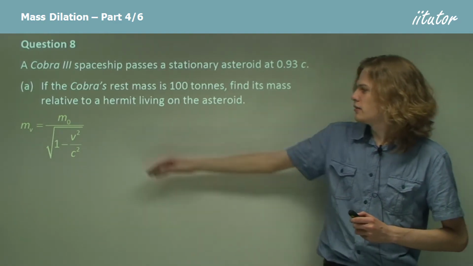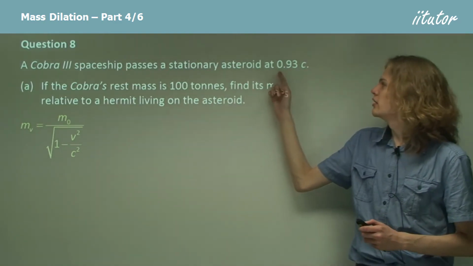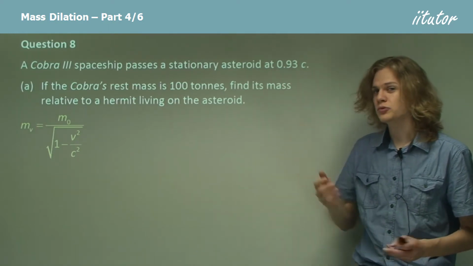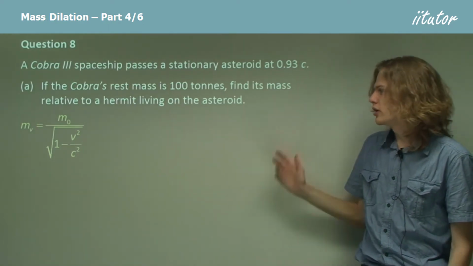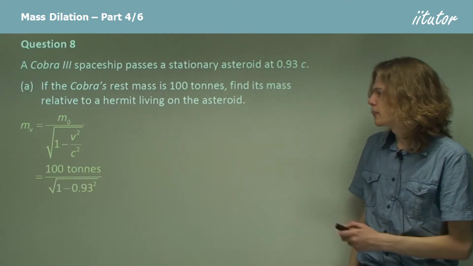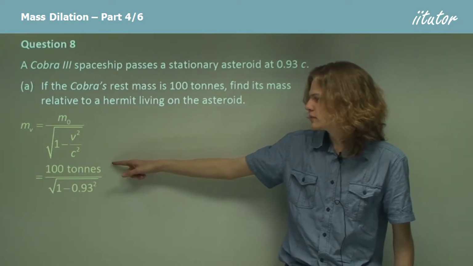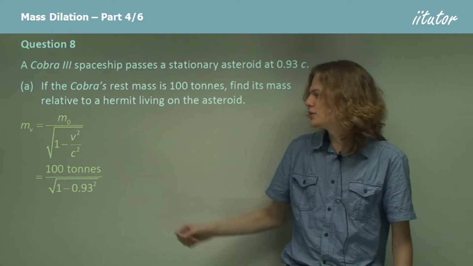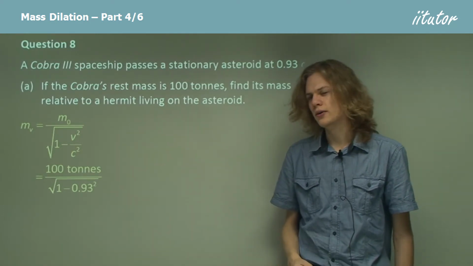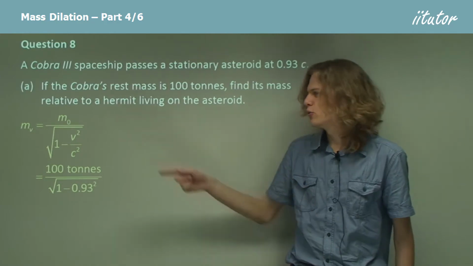So, V over C is going to be 0.93, as we can see. We'll square that number, and so substituting it in, we end up with this expression: 100 tons over the square root of 1 minus 0.93 squared. Now hang on here, you ask, where did the C go?